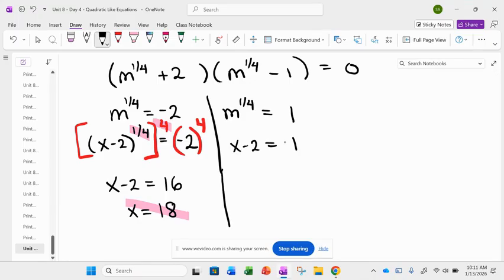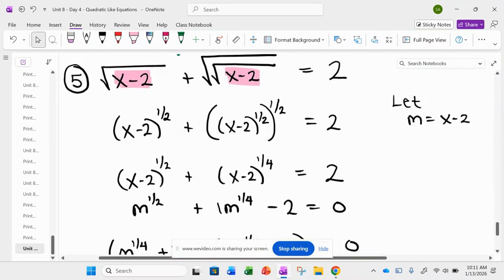x minus 2 equals 1. Add that 2 over, we're going to get x equals 3. Do we still have to check the 3? Yeah, just because one is an extraneous solution doesn't mean the other one automatically works. They could both not work.